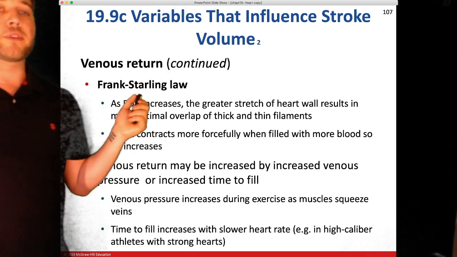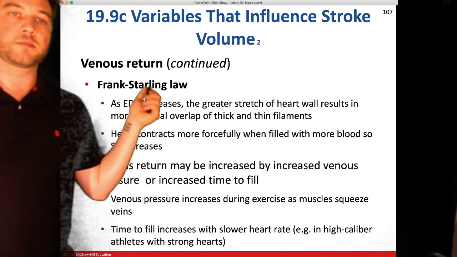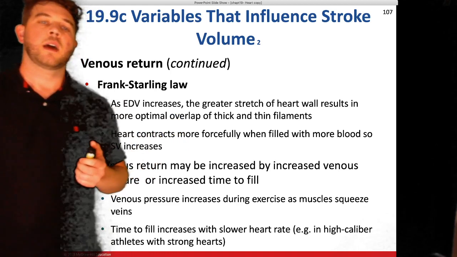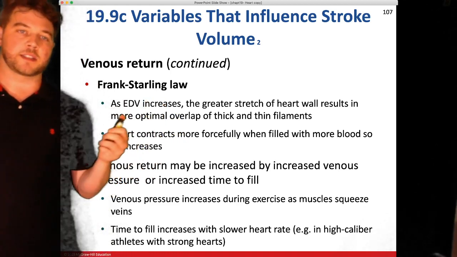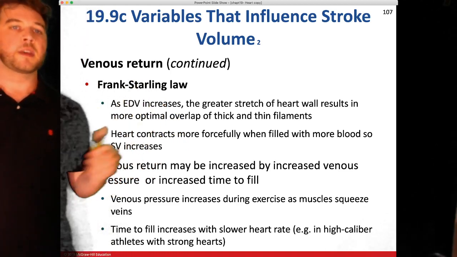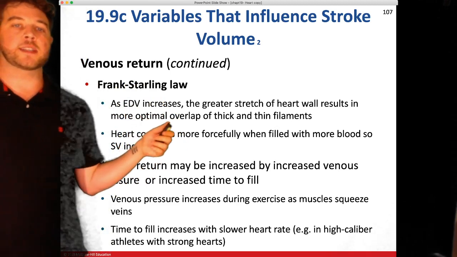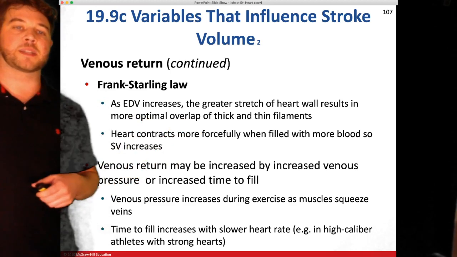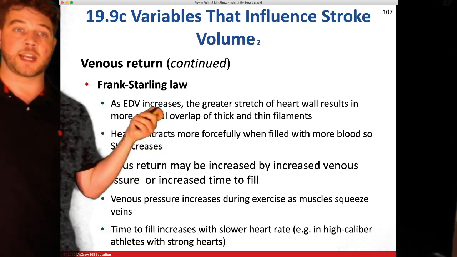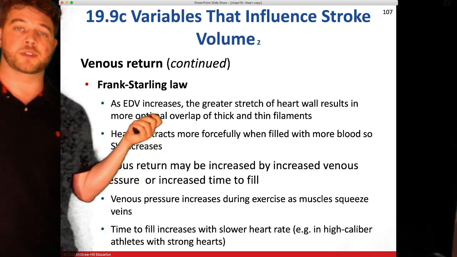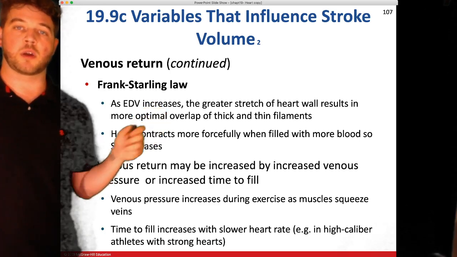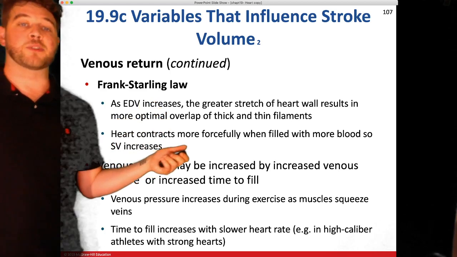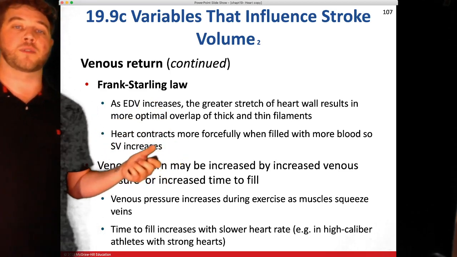The venous return, you have your Frank-Starling law. Unfortunately, we got to know their names because we don't have another name for this law yet. Get your PhD and name it something else that's more specific than Frank-Starling law. As the end diastolic volume increases, the greater stretch of the heart wall results in more optimal overlap of thick and thin filaments. So that's basically what I was saying, that as your ventricles fill, they'll start to stretch the heart wall, the cardiac muscle cells, to a certain point. They get that optimal overlap. The heart contracts more forcefully when filled with more blood, so the stroke volume increases.